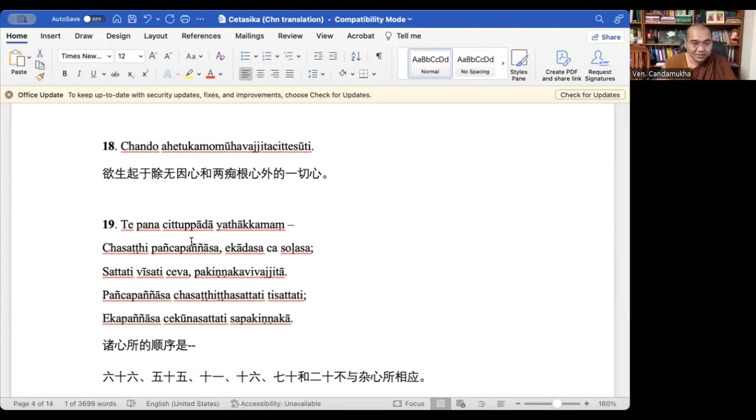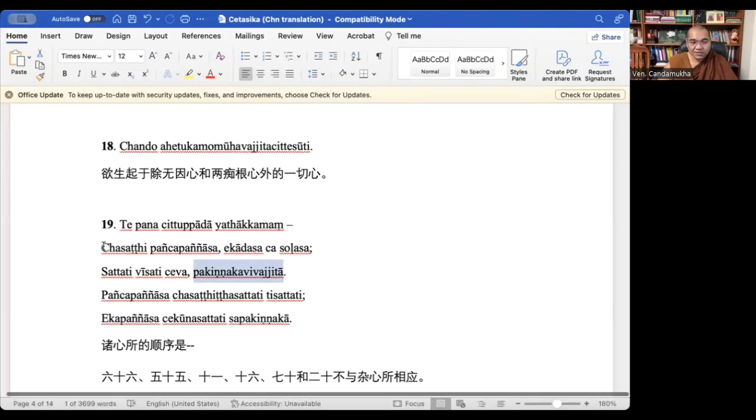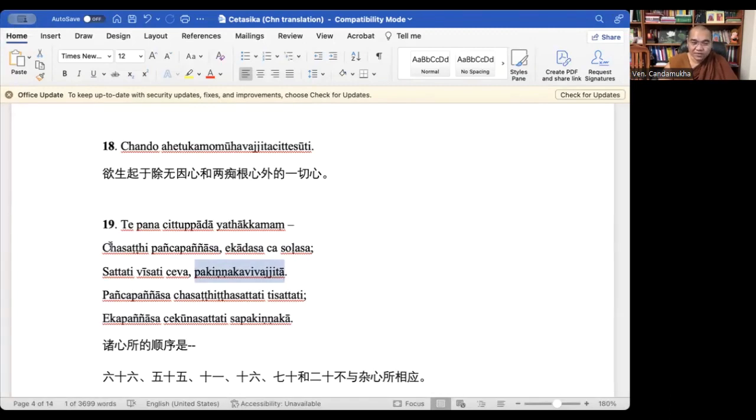Then try to join Chasatthi, Pancapanna, Ekadasa, Solasa, Sattati with Ticetasi, Pakinnaka Vivajjita. Vivajjita means excluded, removed. Pakinnaka Vivajjita: these are the Citta numbers removed by the Pakinnaka Cetasika. Pakinnaka Cetasika start from Vitakka to Chanda. So in the serial order, you see, Chasatthi, 66: Vitakka does not associate with the 66.